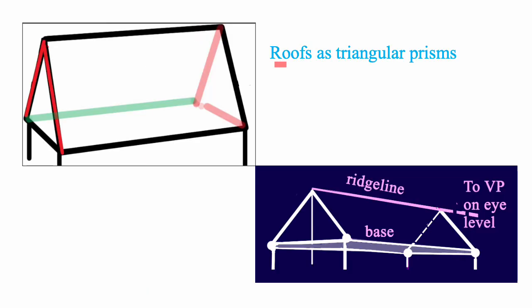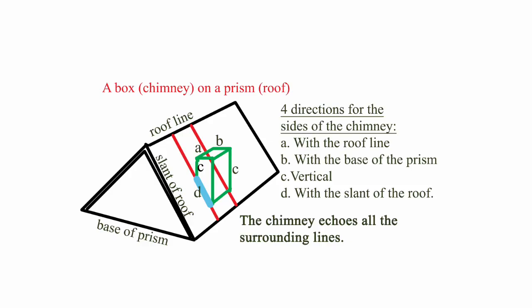An easier way to draw a roof is to draw them as triangular prisms. So draw 3 lines that are either parallel or converging, and then put in triangles on both sides so that they touch the same converging lines. This shows a chimney, which is a box on a triangular prism.